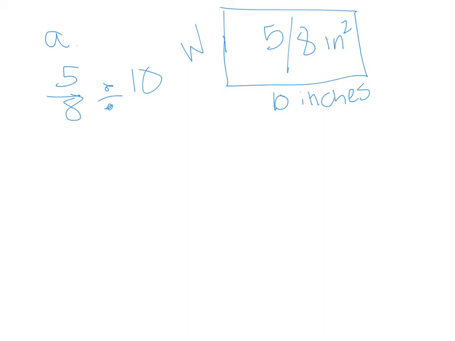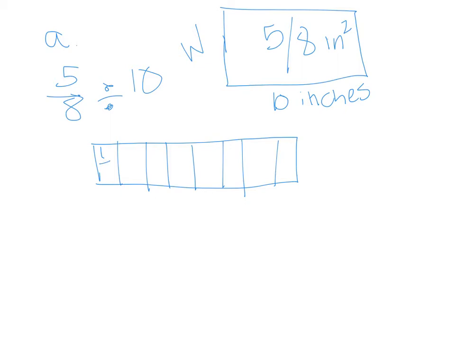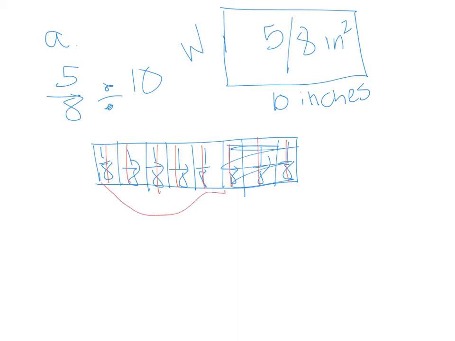For A, using a model, I'm going to use fraction pieces, and I know that I need to have 5/8. So I'm going to start by making my eighths. 1/8, 1/8, 1/8, 1/8, 1/8, 1/8, 1/8, 1/8. I know I only have 5 of them. I need those 5 to split into 10 pieces, so I can split them all in half. If I do that, I now know I have 10 pieces here.